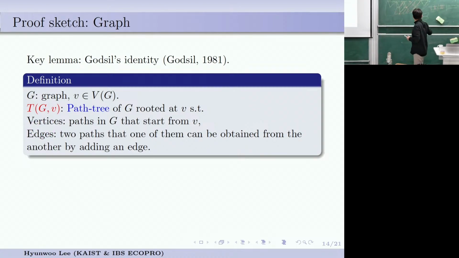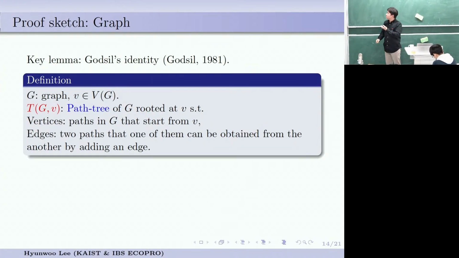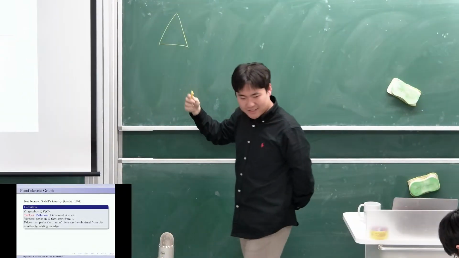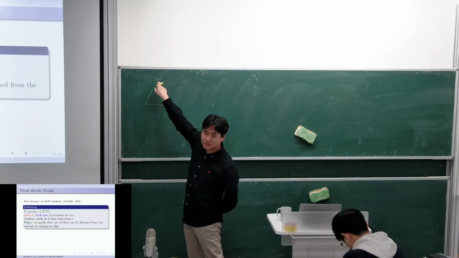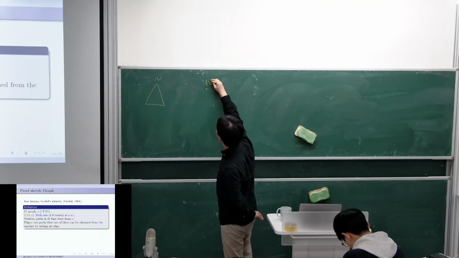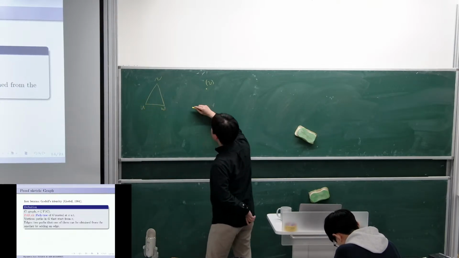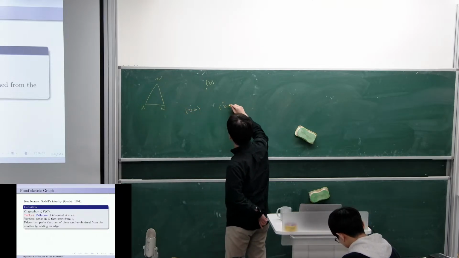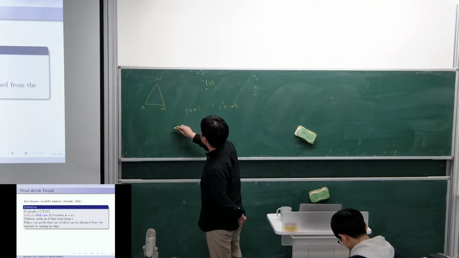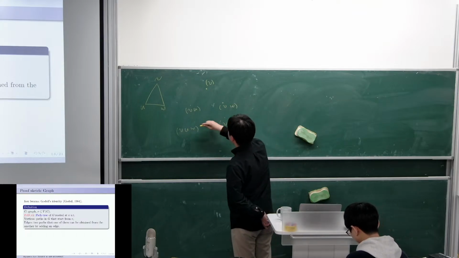So for example, let's consider a triangle, and let's say this is v. Each vertex corresponds to a path that starts with v. Obviously the first vertex should be v itself. And let's say the other two vertices are u and w. Then the paths are v, u, and v, w, and v, u, w is another candidate, and v, w, u. These are all the vertices.